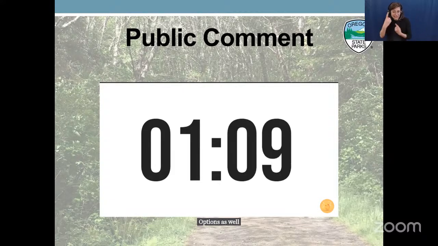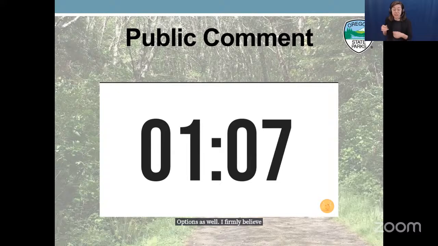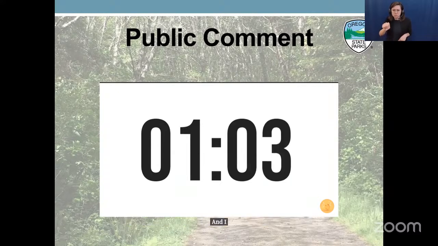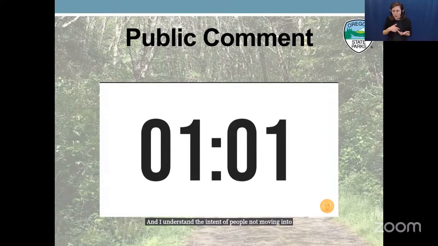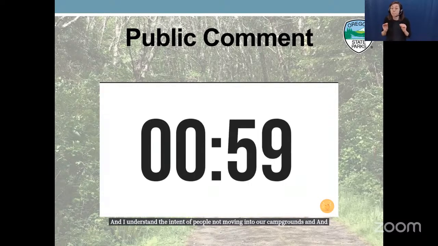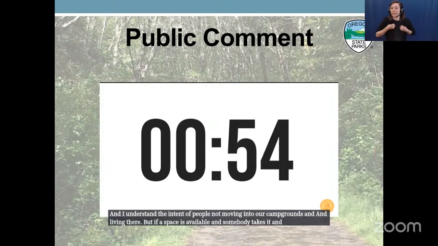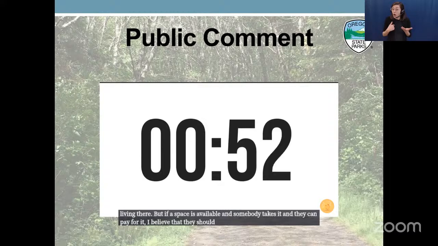I firmly believe in first come, first served. And I understand the intent of people not moving into our campgrounds and living there. But if a space is available and somebody takes it and they can pay for it, I believe that they should have the opportunity to utilize it and stay there.